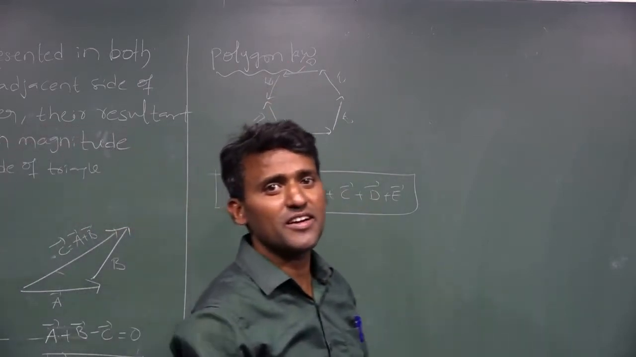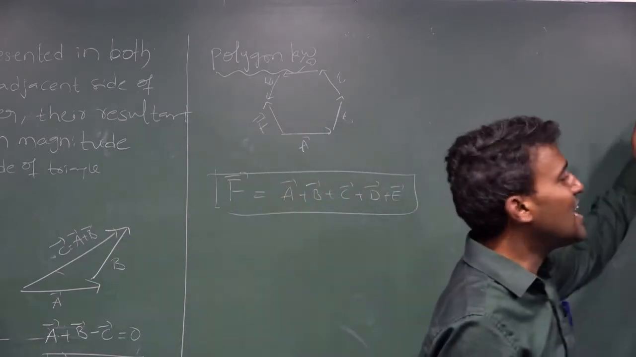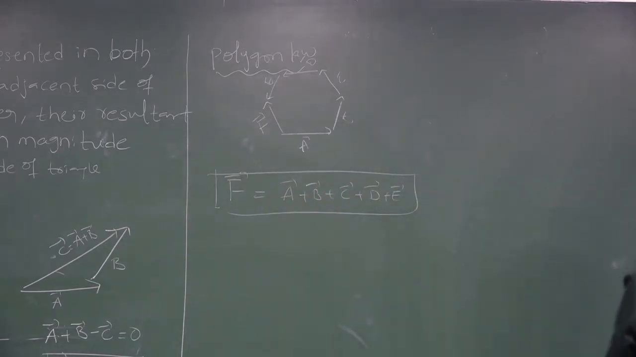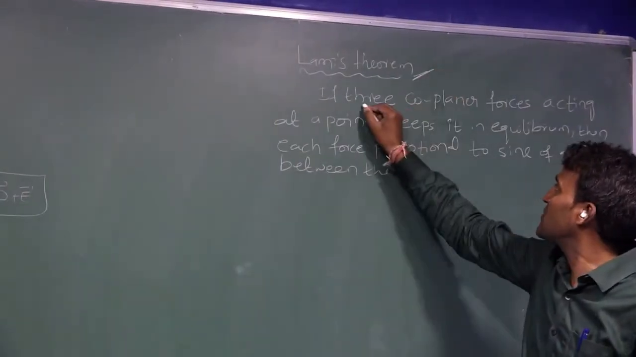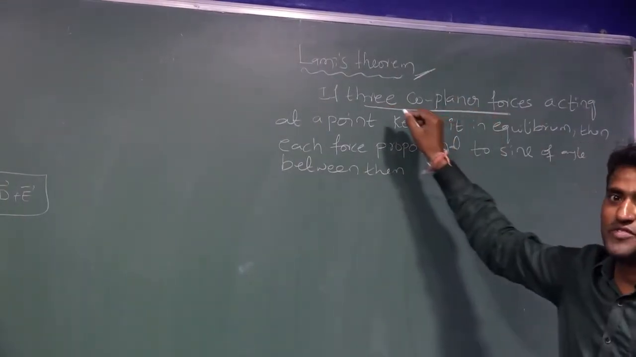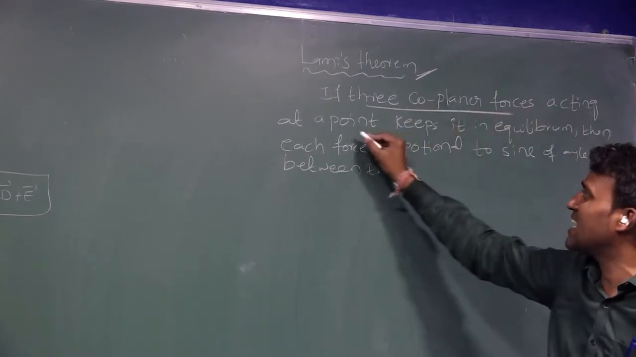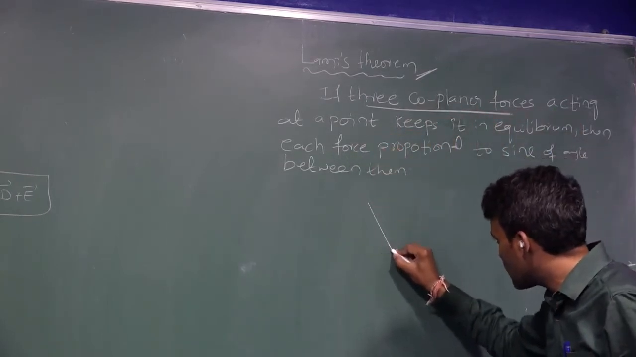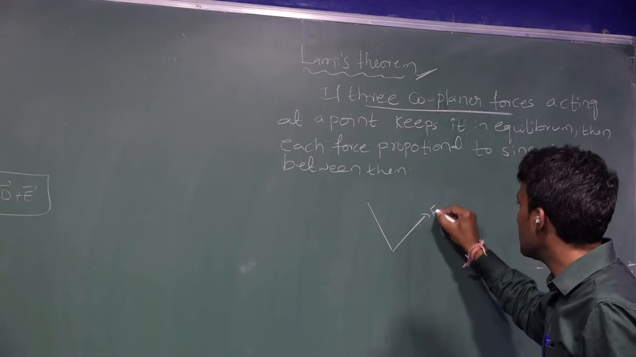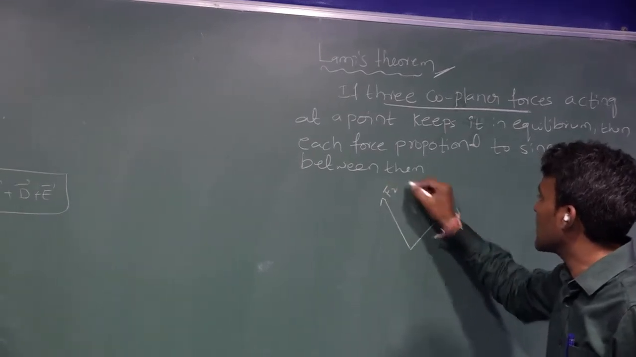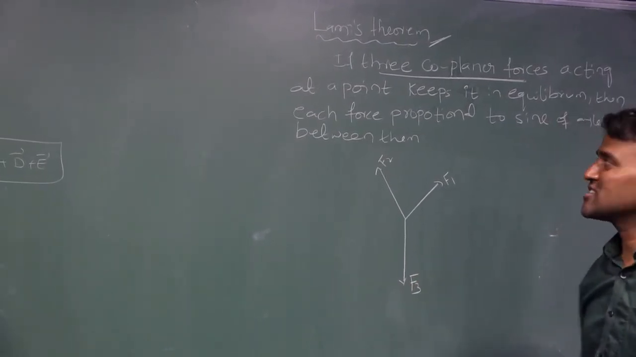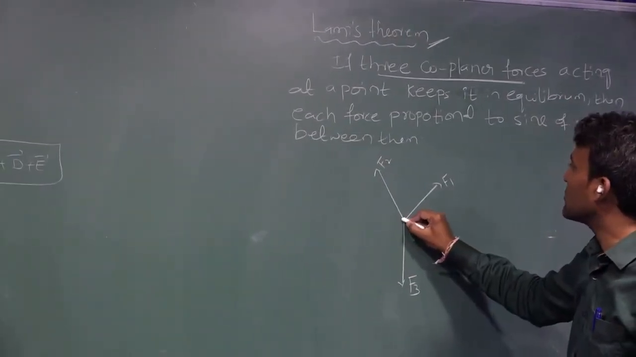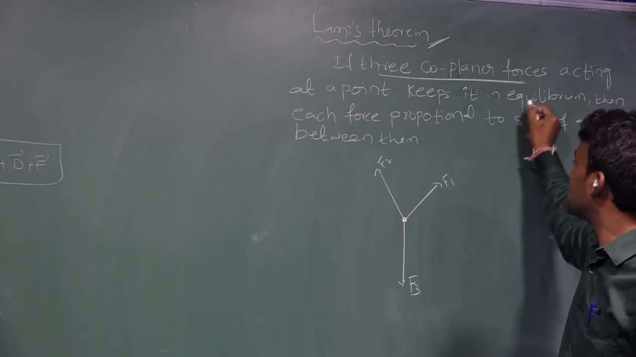And next I will give the definition of Lami's theorem. We can go for Lami's theorem. In Lami's theorem, what is given is: if three coplanar forces are acting at a point, three coplanar forces like this, this is F1 vector, this is F2 vector and this is F3 vector. Three coplanar vectors are acting at one point. This keeps it in equilibrium.